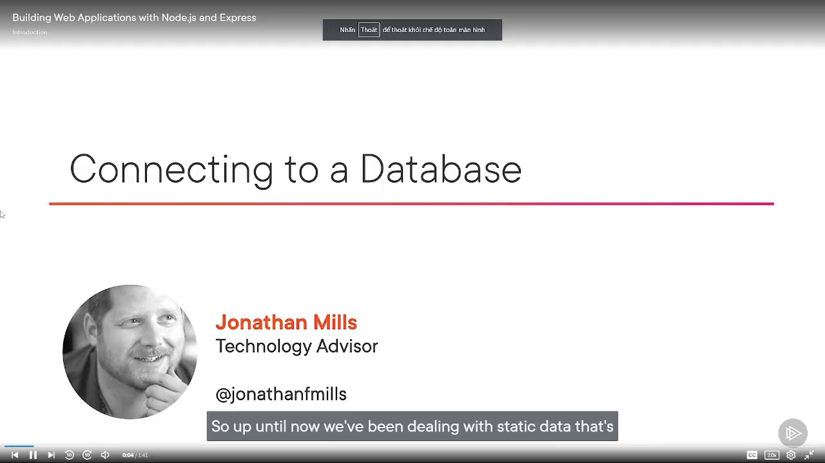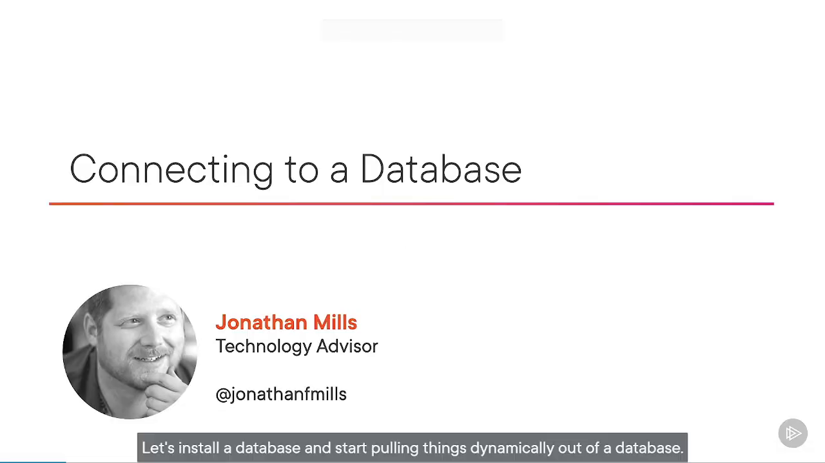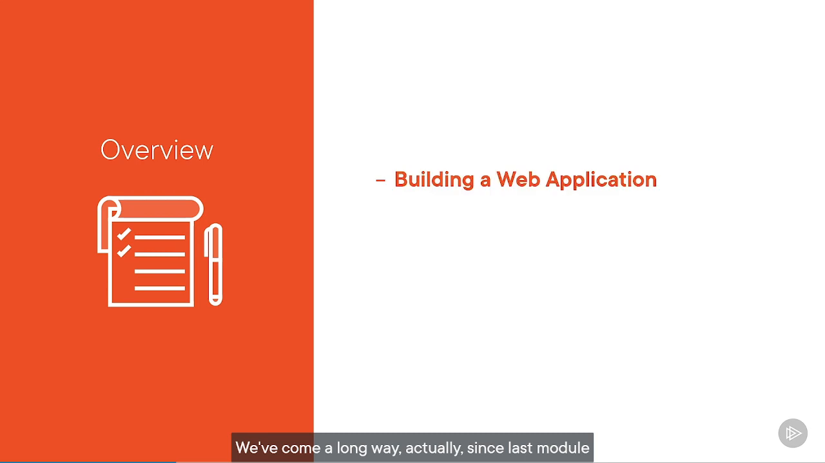So up until now, we've been dealing with static data that's just coming out of a file in our source code. Let's install a database and start pulling things dynamically out of a database. That's more real as to how applications really work. We've come a long way since the last module on building a web application. We've got tooling set up, we've got some pages, we've got multiple pages going on.